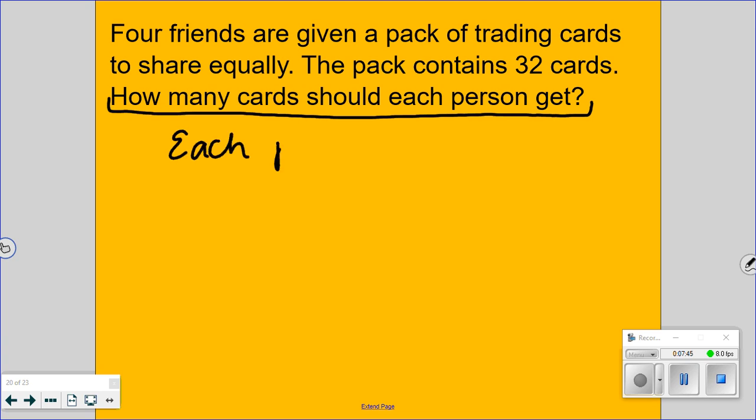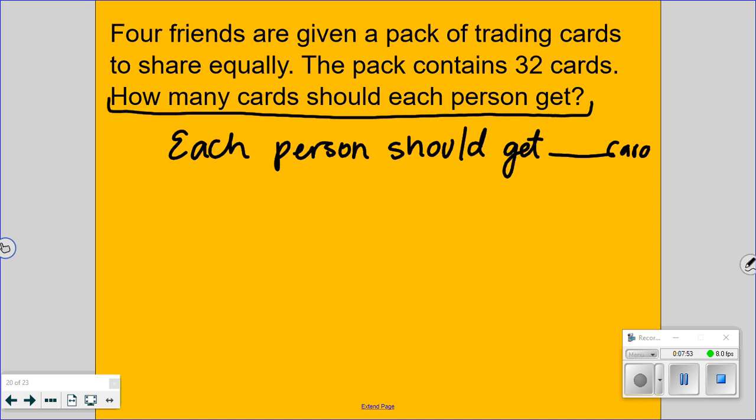Each person should get blank cards. You should have something similar to that. As long as you have something similar to that or that, you are good. You don't need to raise your hand and tell me what you got as long as it's similar to that.